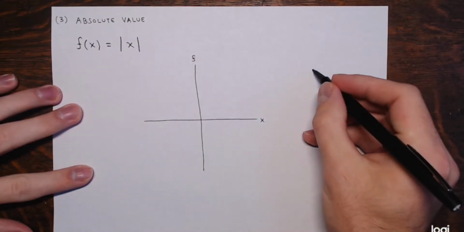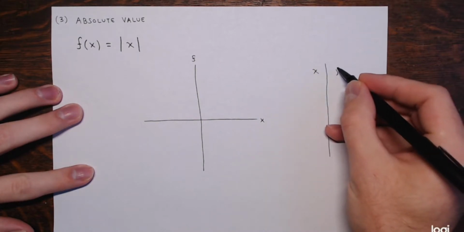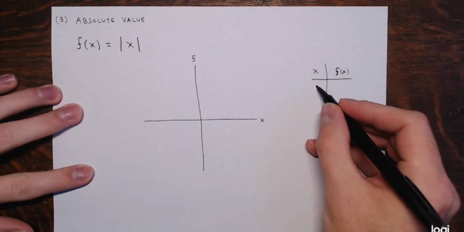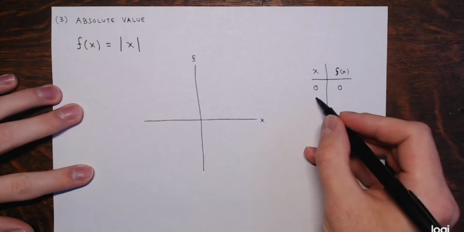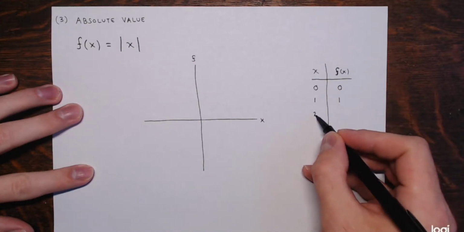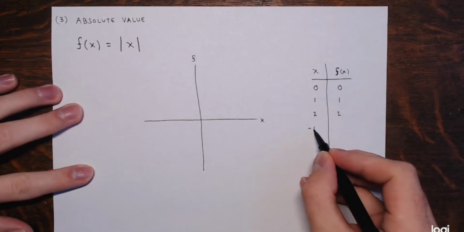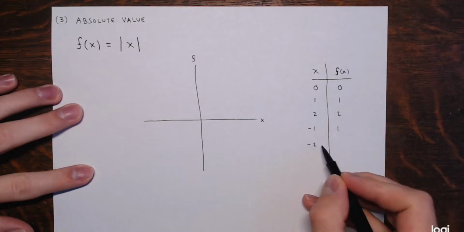And I'll make a table, right, with some points, x, f of x, or x, y. So input 0, the absolute value of 0, as I mentioned, is 0. Absolute value of 1 is 1. Absolute value of 2 is 2. The absolute value of negative 1 is positive 1. The absolute value of negative 2 is positive 2.